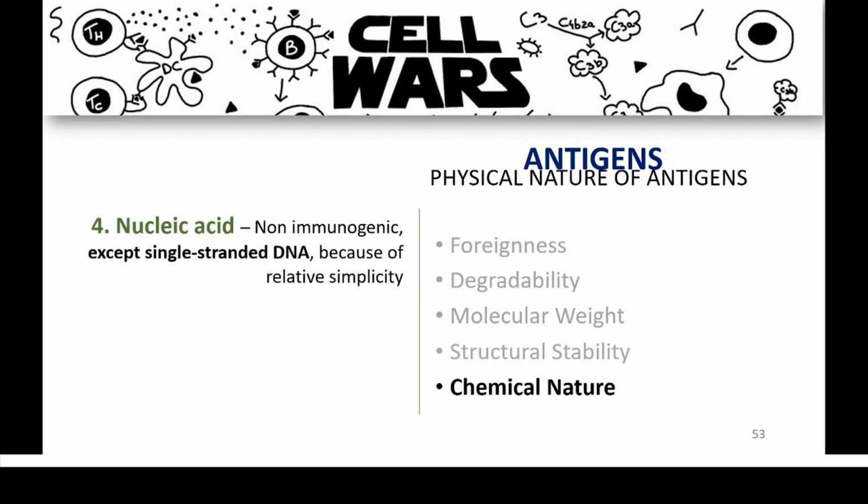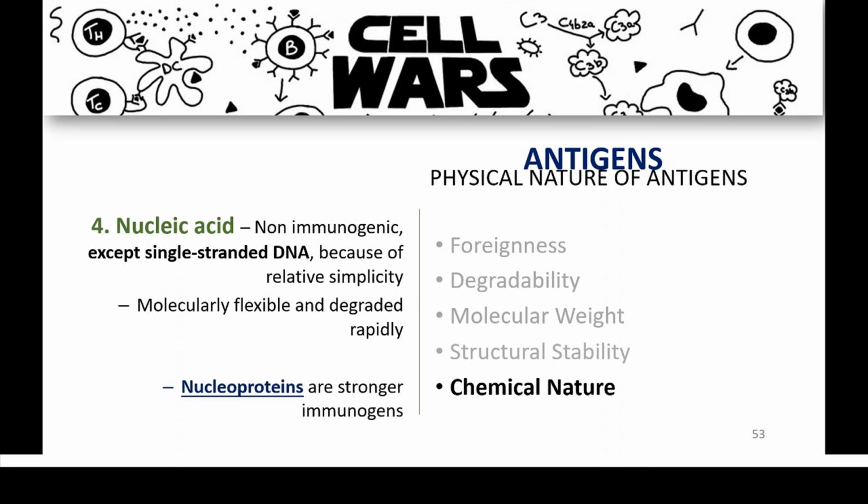Another is nucleic acids. Nucleic acids are basically non-immunogenic because of the simplicity of their structure, except for single-stranded DNA. Nucleic acids are also flexible and they are degraded rapidly, so they are unstable molecules. But when nucleic acids are coupled with proteins, for example, they become immunogens. The proteins stabilize the overall structure of the molecule and thus it becomes immunogenic.